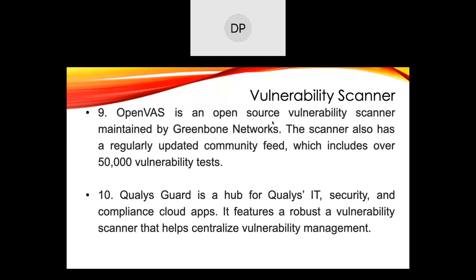OpenVAS is an open source vulnerability scanner maintained by Greenbone Networks. This scanner also has a regularly updated community feed which includes over 50,000 vulnerability tests. QualysGuard is a hub for Qualys IT Security and Compliance cloud apps. It features robust vulnerability scanners that help centralize vulnerability management.